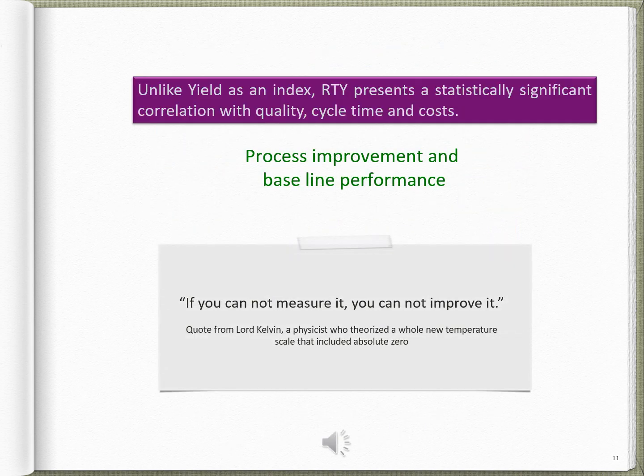Unlike yield as an index, RTY presents a statistically significant correlation with quality, cycle time, and costs. Therefore, it is more informative. At this point, it is essential to state that to improve a process, it is vital to have a baseline performance to compare. Remember, if you cannot measure it, you cannot improve it.